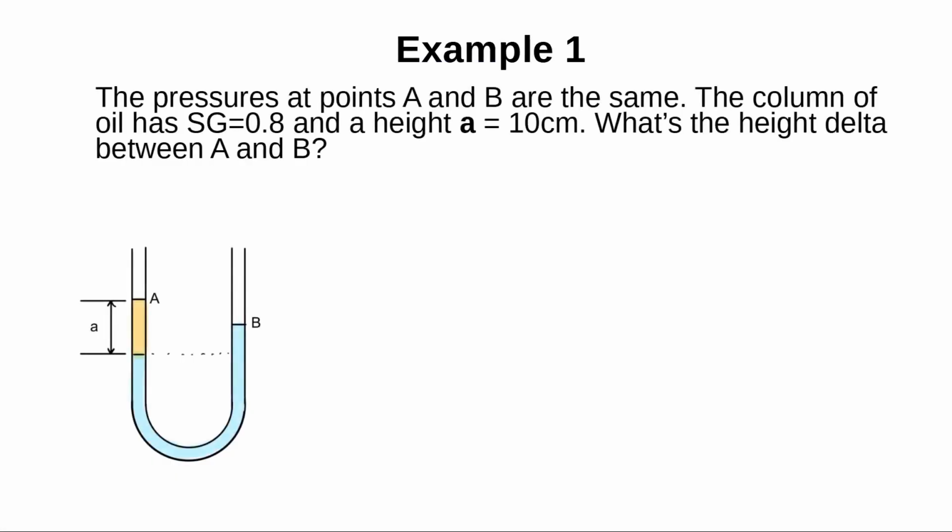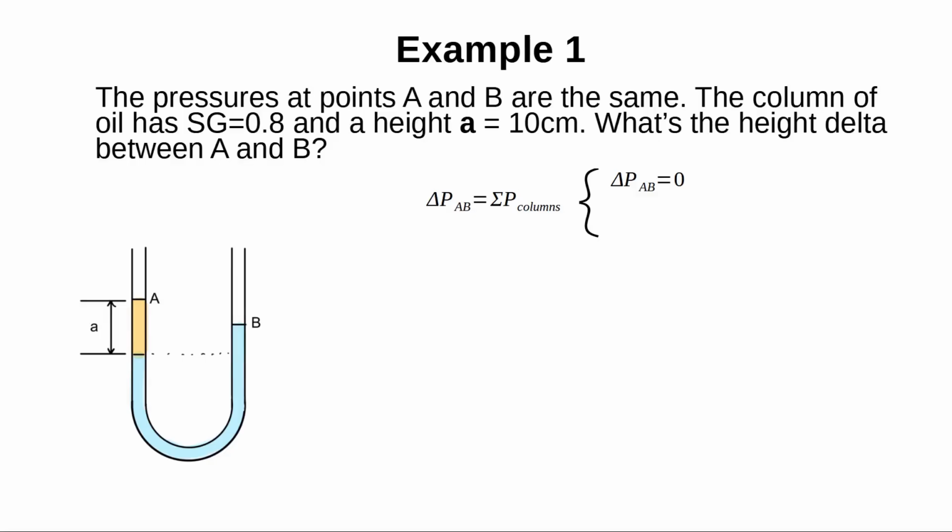The pressures at points A and B are the same. The column of oil has a specific gravity of 0.8 and a height of 10 centimeters. What's the height delta between A and B? Let's start with our pressure equation and pick some obvious points, A and B. The problem says they have the same pressure, so delta PAB is going to be 0.